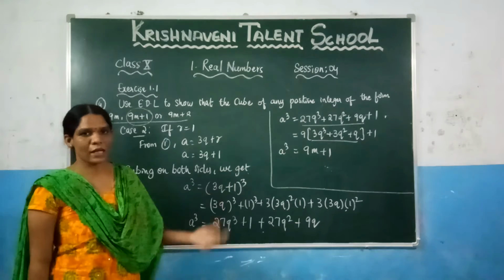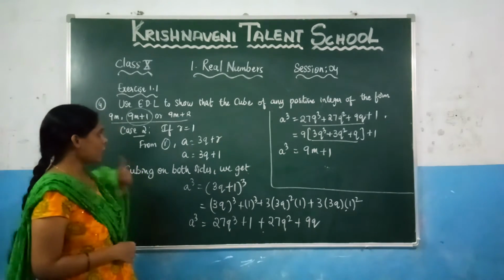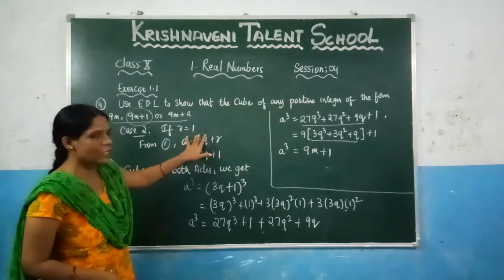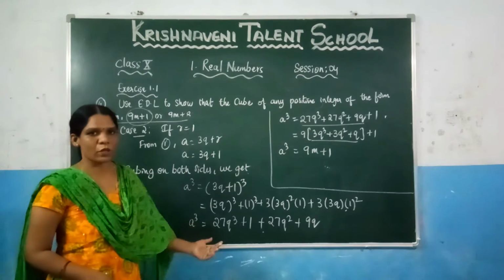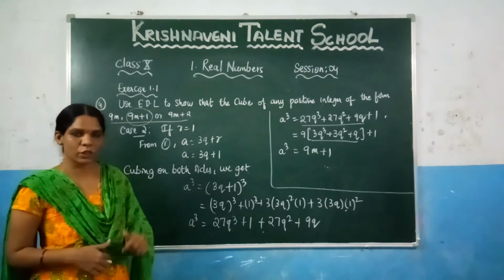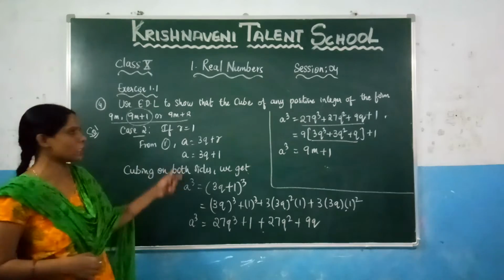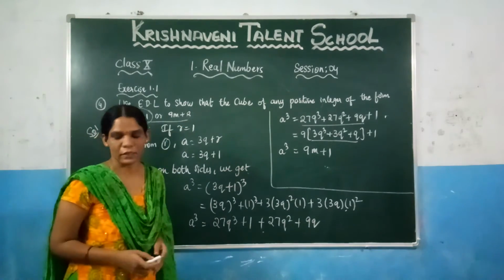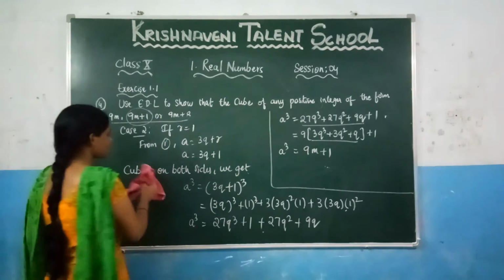Now let us go for the other case, which is the case 2. Again you need to take the value of r as 2 and again do the same process, and after doing the process you need to show that the cube of the positive integer is of the form 9n plus 8. Let us do that one.